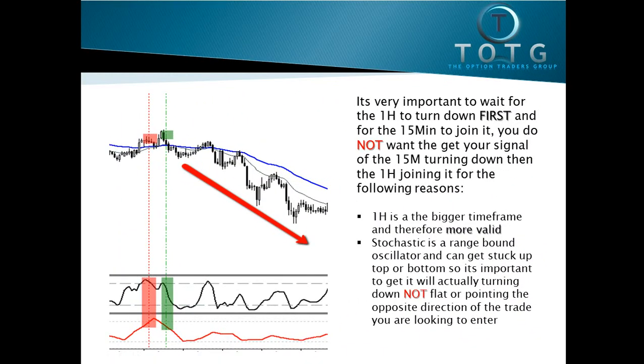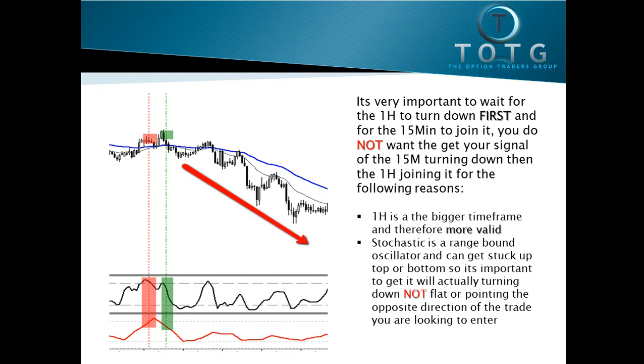Okay, now this is a big key point here where you can really get yourself screwed up with this system if you get a little jumpy and try to jump the gun and get into these trades early. So it's very important to wait for the 1 hour to turn down first and for the 15-minute to join it. You do not want to get your signal off the 15-minute turning down, then the 1 hour joining it, for the following reasons. The 1 hour is the bigger time frame and therefore more valid, as we spoke about.